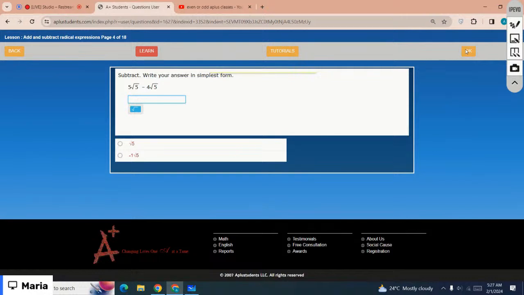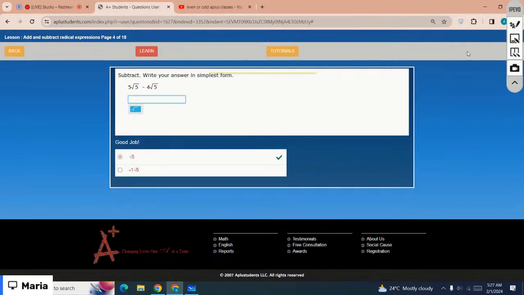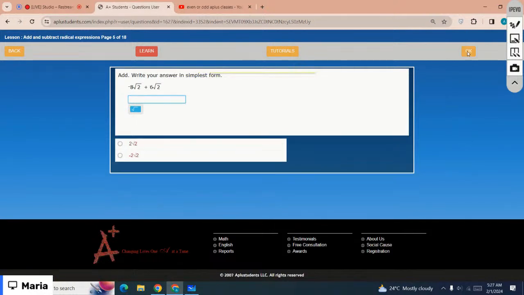The correct option is option number 1. Square root 5 is the correct option because 5 minus 4 is just 1. So, that is square root 5. Add negative 8 square root 2 plus 6 square root 2. So, which is the correct option?